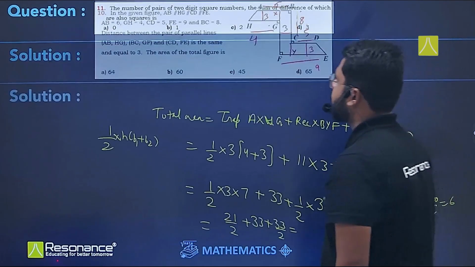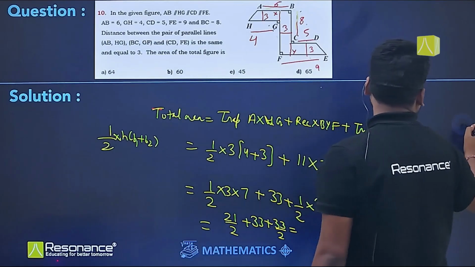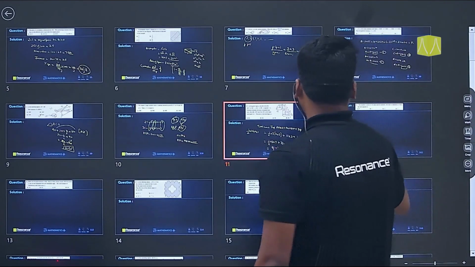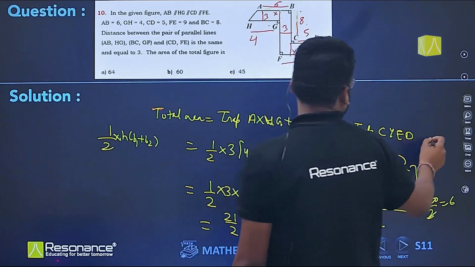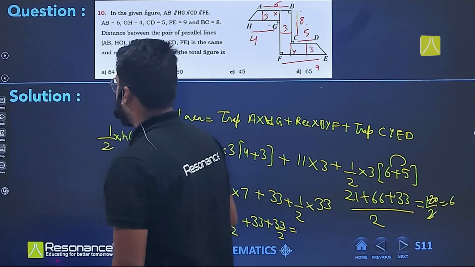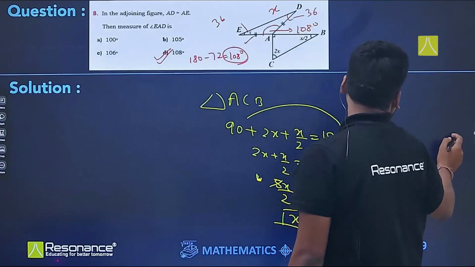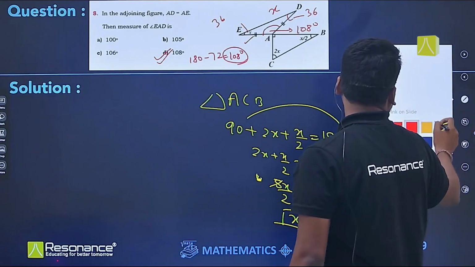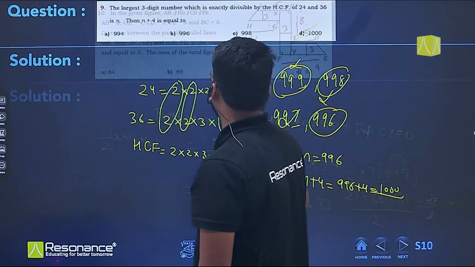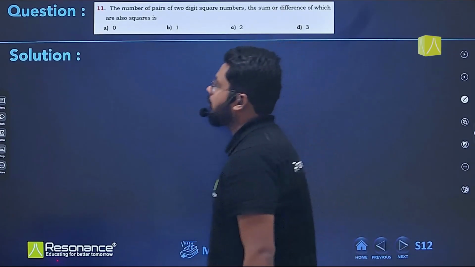Okay, so the overall answer will be 60. This is the correct answer. Now we'll move to question number 11.